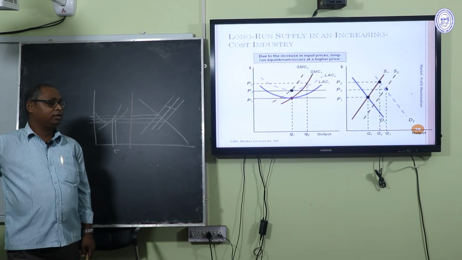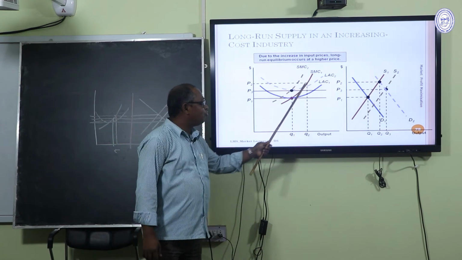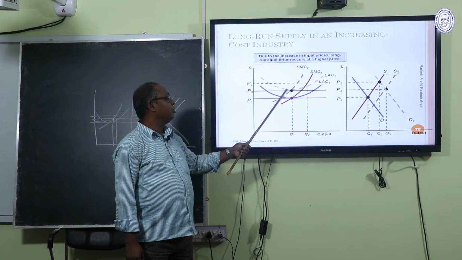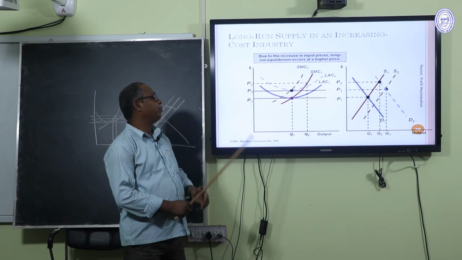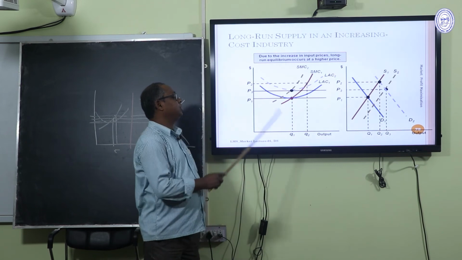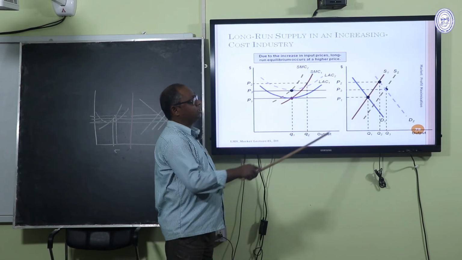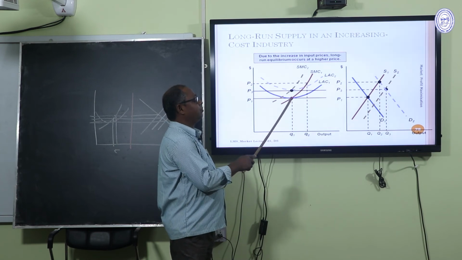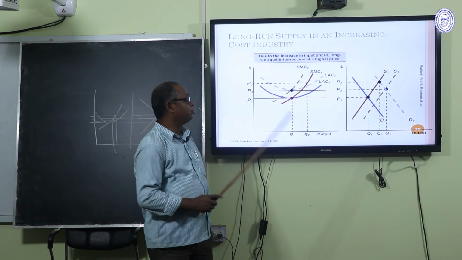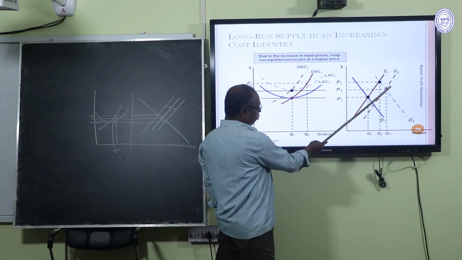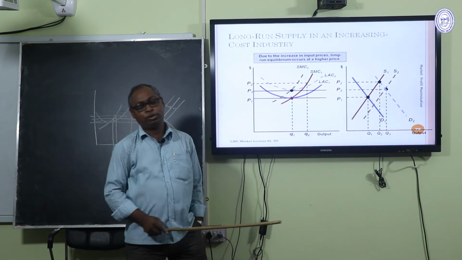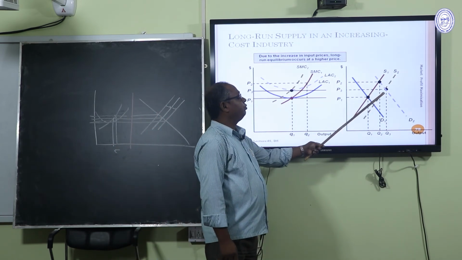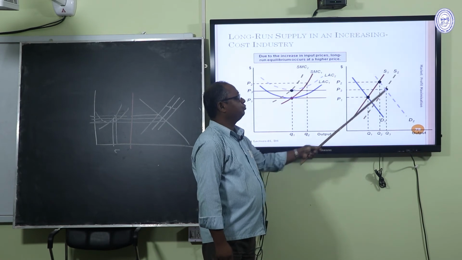With that P3, the new cost structure will show the minimum point of LSE2 equals P3. So the minimum value of LSE is equal to P3. This is the increasing cost industry. In the new situation, each and every farm will have to incur more and more cost, and that's why the number of farms entering the industry will be very few, and the new equilibrium situation will be at D1, D2 and S2.